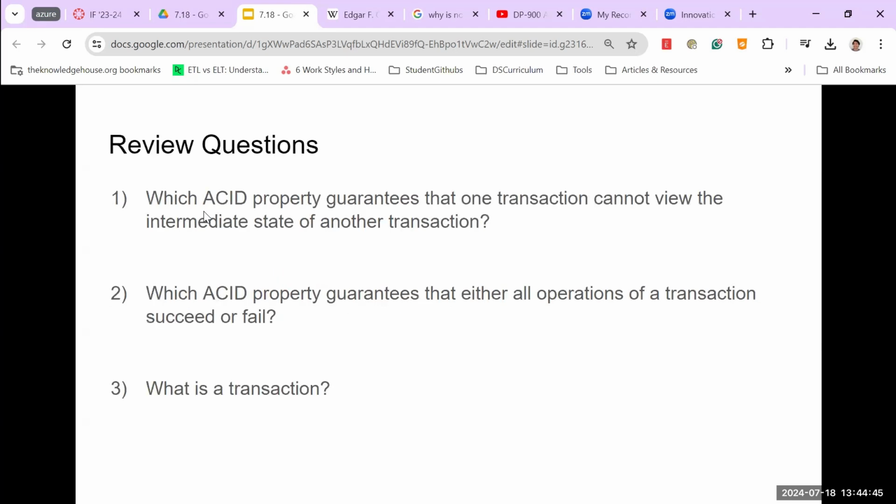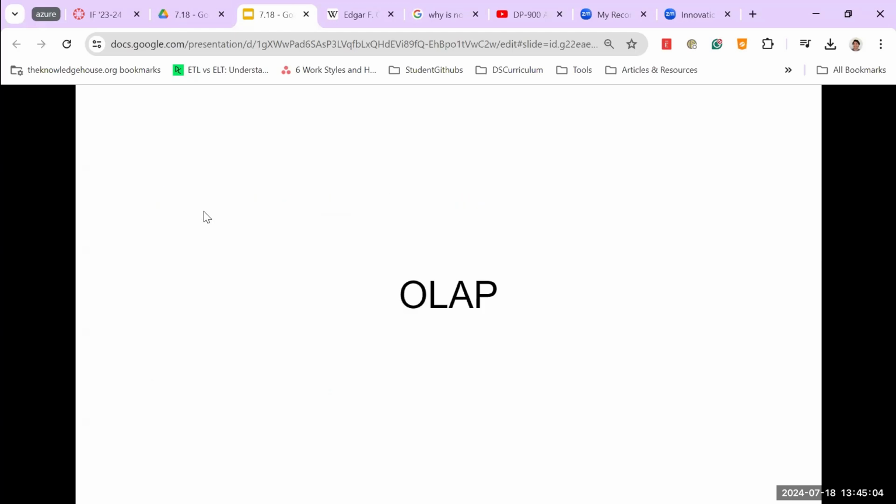So OLTP solutions, everyone, once again, these are hyper-engineered systems that are designed to support the everyday operations of a complex real-world system. So now that we talked about OLTP solutions, let's talk about OLAP solutions, or online analytical processing.